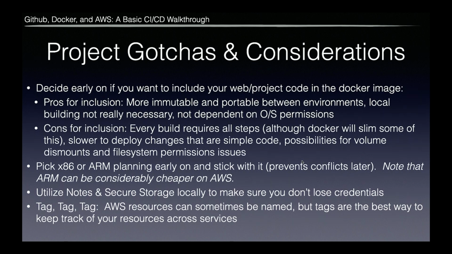Utilize notes and secure storage locally to make sure you don't lose credentials. AWS, for instance, you create an API key. They give you a single download of a CSV that has the key and the secret, and that's the only time you ever get to see the secret again. So if you don't store it properly, you're going to have to deprecate it, figure out everywhere you used it, and create a new one.